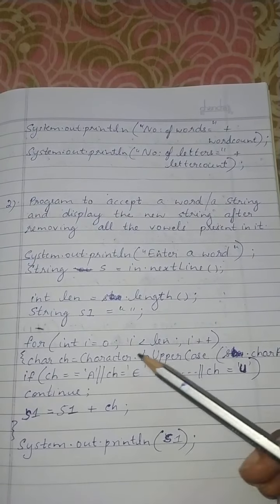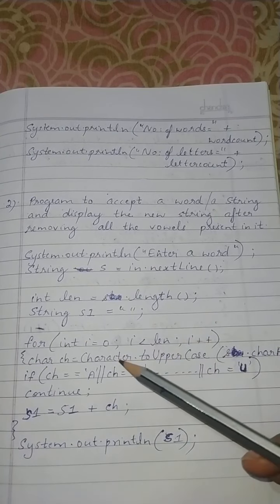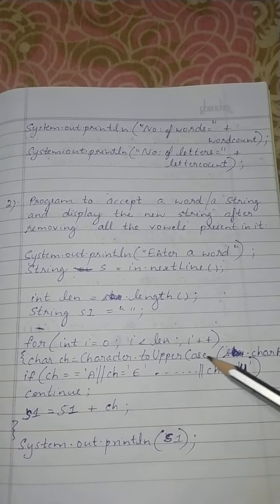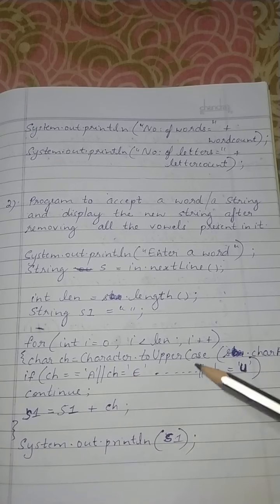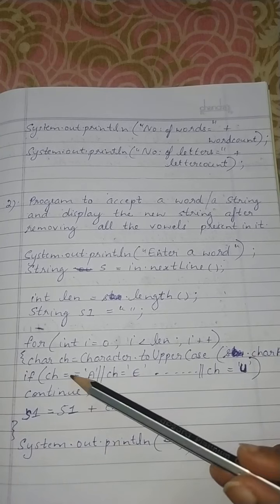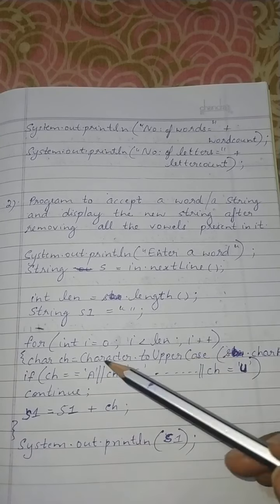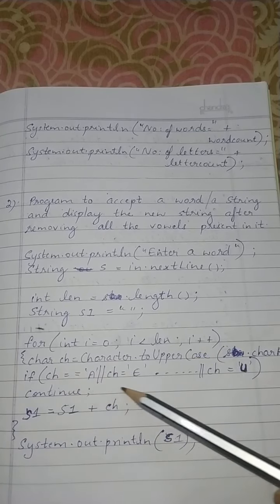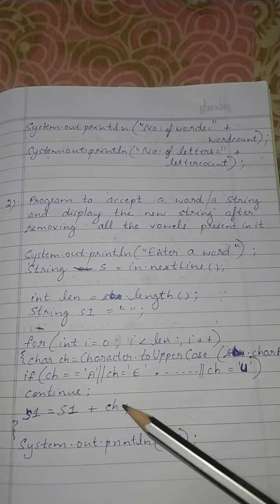Okay, so I am giving the range according to the length of my string and I am converting all the characters to uppercase so that I can reduce the length of the statement from capital A to capital U. If you don't want to convert into uppercase, you have to give ch equal to small letter a to small letter u, likewise capital letter A to capital letter U. Okay, so if this condition is satisfied, you can skip to the next character.